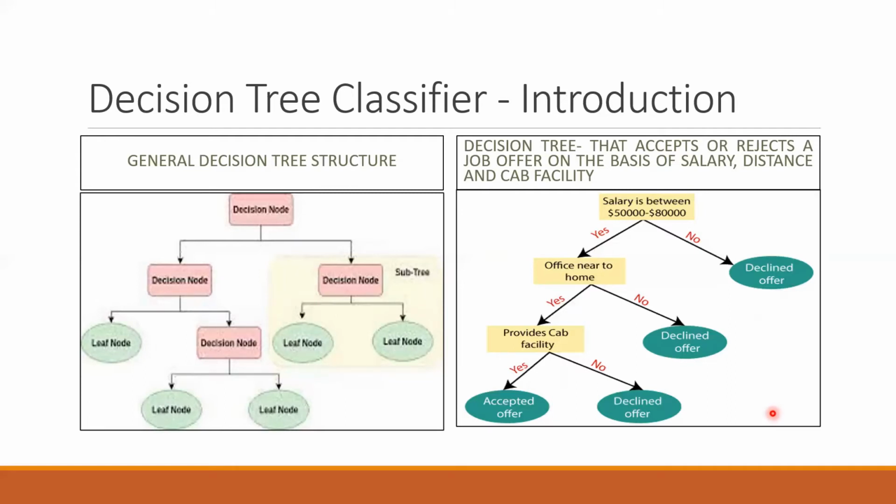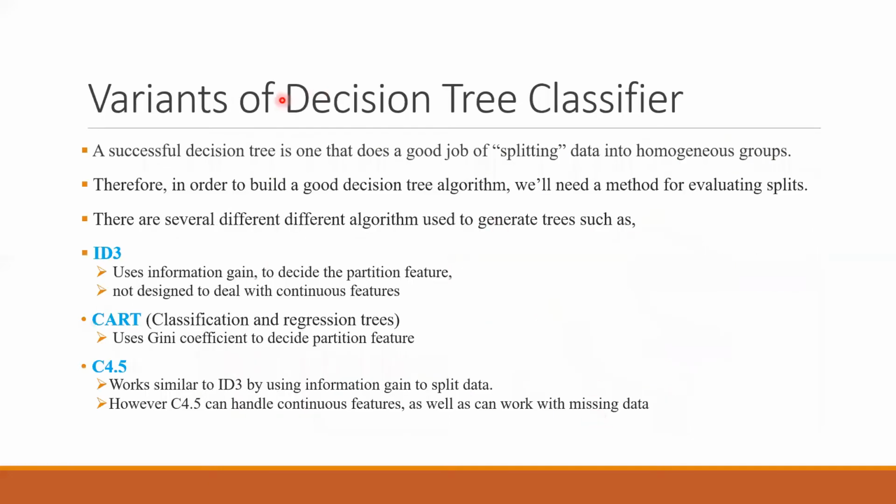Here the yellow boxes are all the internal nodes, and the final decision is decline or accept. So this is a binary decision tree, meaning a decision tree for a binary class with two outputs, accept or reject the offer. Now there are multiple variants of decision tree.